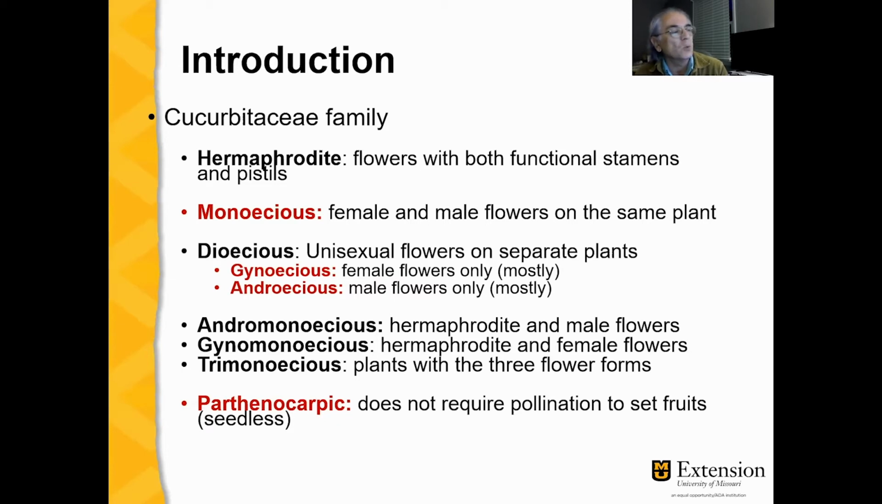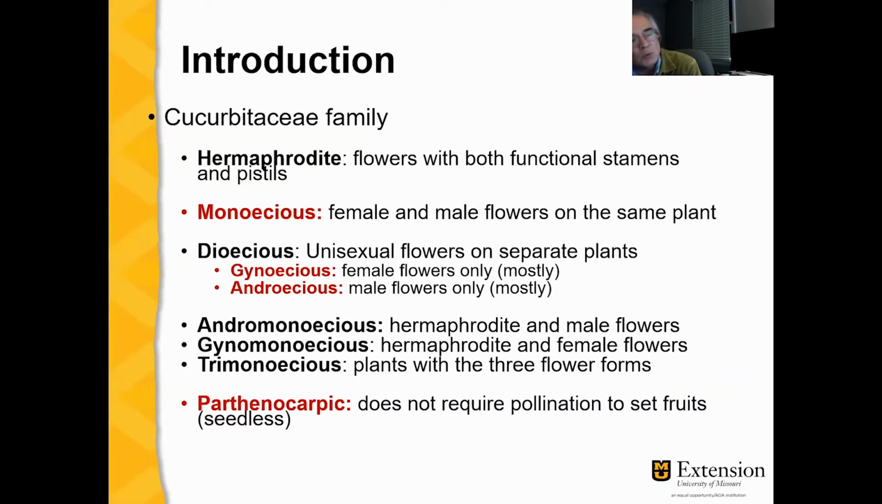Dioecious, in contrast, is when the flowers are either male or female, but in different plants. So one plant, the gynoecious type of plants, let's say, only produces female flowers mostly. Sometimes they come up with other flowers, either hermaphrodites or male. But the gynoecious is mostly or only female flowers. And the androecious is only or mostly male flowers.